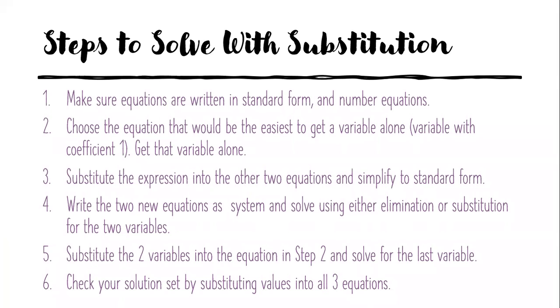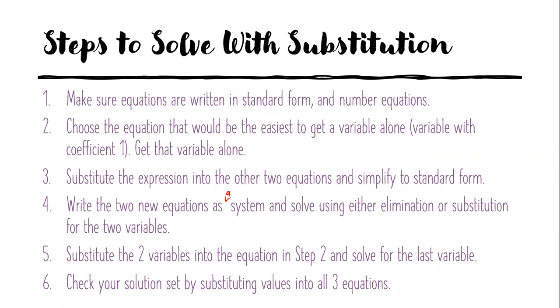Step 3, we're going to substitute the expression into the other two equations and simplify to standard form, okay? Simplifying to standard form again means that terms with variables are on one side and the constants on the other. Step 4, we're going to write the two new equations as a system and solve using either elimination or substitution for the two variables. And then step 5, we're going to substitute the two variables into the equation in step 2 and solve for the last variable. And then step 6 is to check your solution set by substituting values into all three equations.